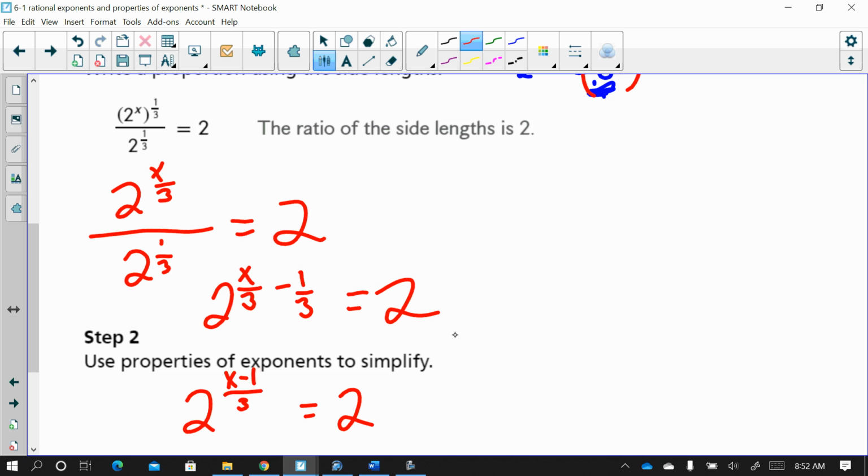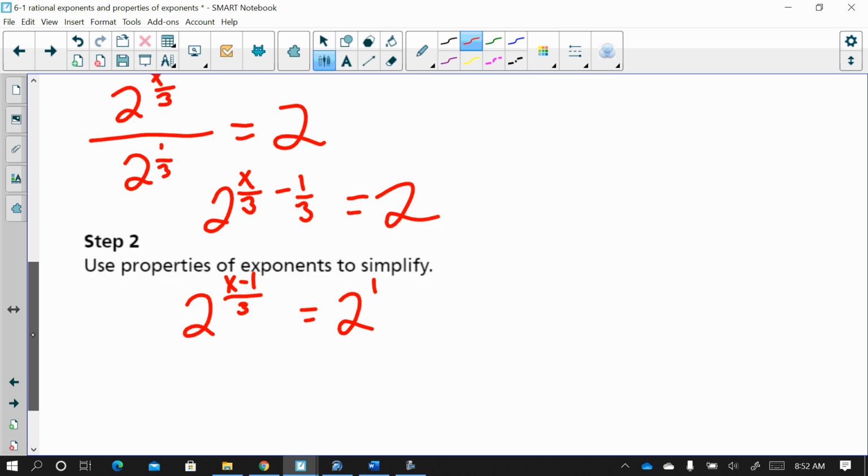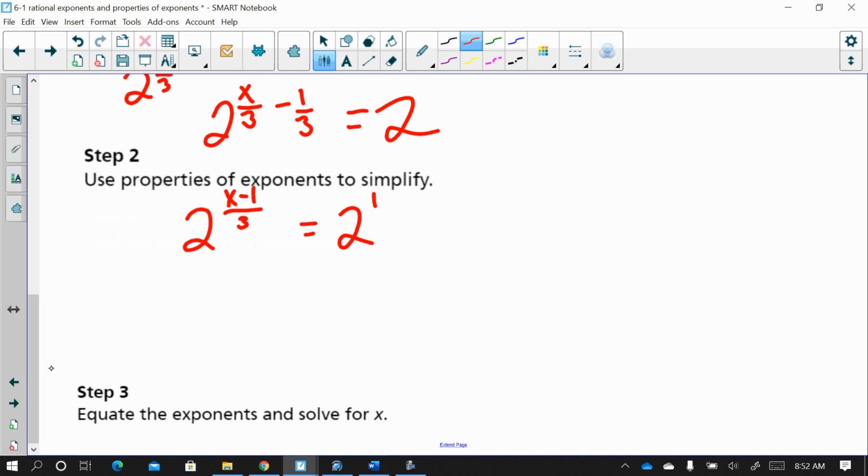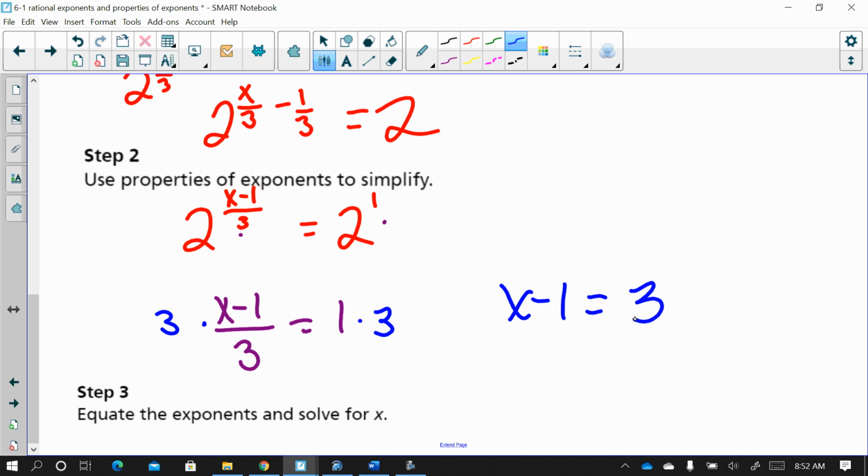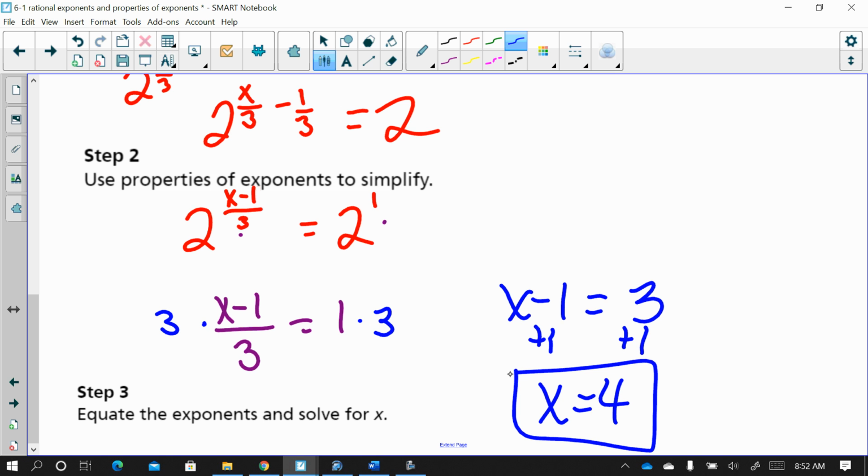Now what exponent does 2 have? Well, 2 just has a 1. Look at this, this looks just like some of the other problems we did. So I can take these two exponents and set them equal since my bases are equal. So x minus 1 all over 3 is equal to 1. What would I do first to get x by itself? I'd multiply both sides by 3. So x minus 1 is equal to 3. Simply add 1, x equals 4. Not as bad as it looks, though setting it up is the tough part.